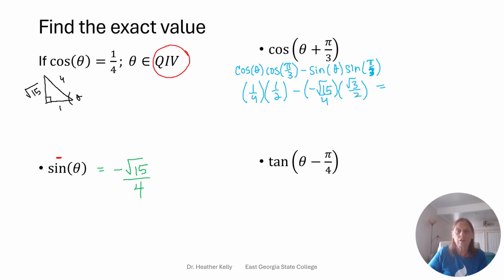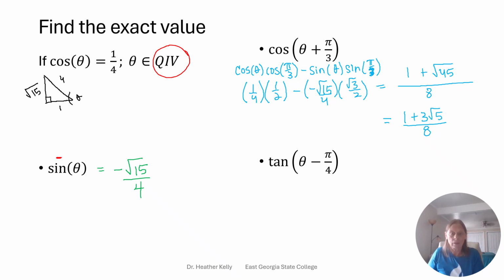1 times 1, the denominators are the same. They're all over 8, so I can just put the numerators together. So 1 plus 15 times 3 is the square root of 45. Now we can break the square root of 45 down. That is 9 times 5, so that is equal to 1 plus 3 square roots of 5 over 8.